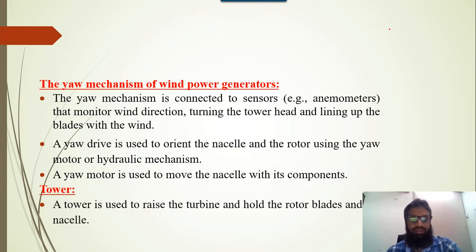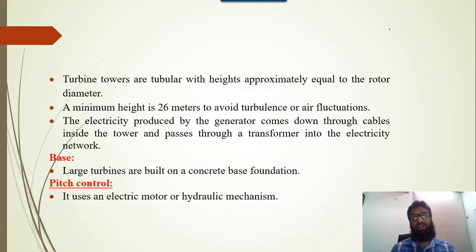Finally, we have the tower. The tower is used to raise the turbine and hold the turbine blades and the nacelle. So the turbine tower is tubular, with a height approximately equal to the rotor diameter. Minimum height is approximately 26 meters to avoid turbulence or air fluctuation.